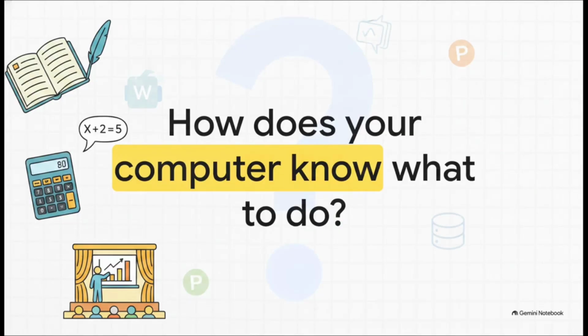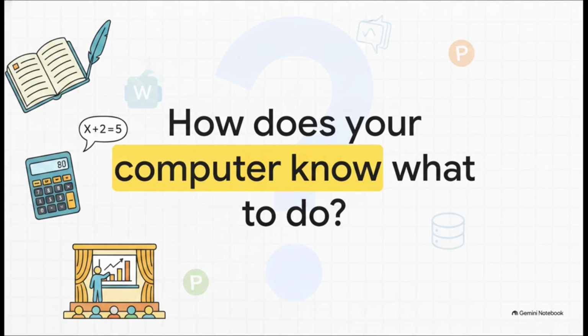Imagine this. You're working on a massive science fair project. You know the drill, right? You got to write a huge report, you need to crunch some seriously tricky math for your experiment, and then you have to show off your findings to the whole class. But how exactly does your computer know when you want to write a letter versus when you need to solve that math? It's not magic, even though, honestly, it kind of feels like it.